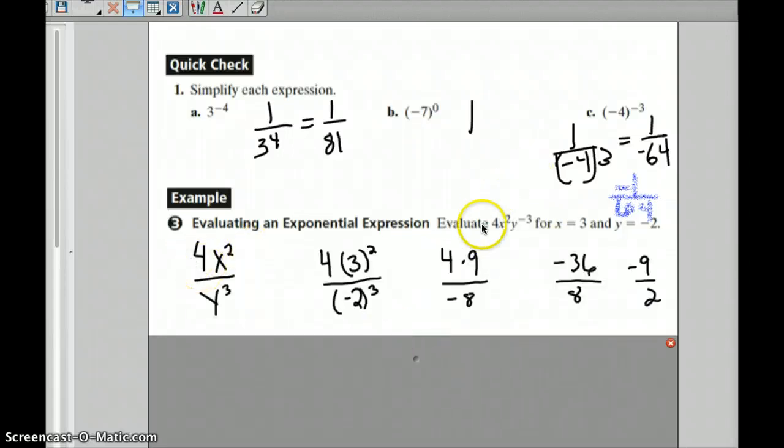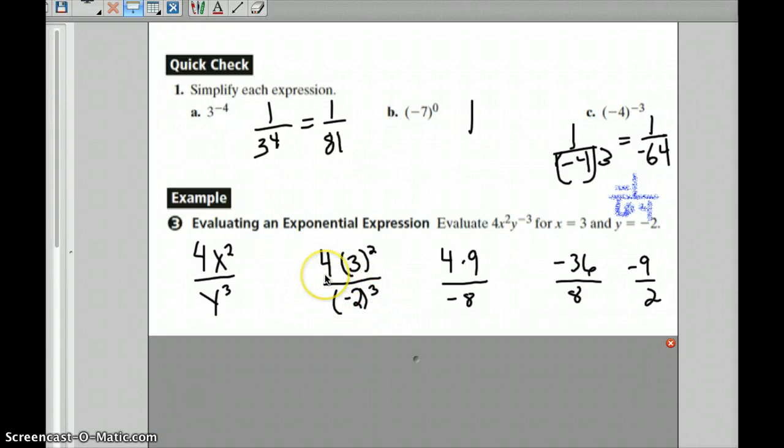And I rewrite 4x squared y to the negative 3 as 4x squared over y to the third. So that's my first step. Now I don't have any negative exponents, so now I can go ahead and plug in 3 and negative 2 in for x and y. So I put in 3 for x. And notice how I put it in parentheses here, and only that squared is affecting that 3. It has nothing to do with the 4. The 4 is outside and it's just multiplied. In the denominator, I plug in negative 2 for y, and that is to the third power.